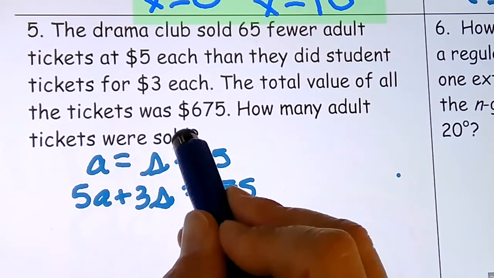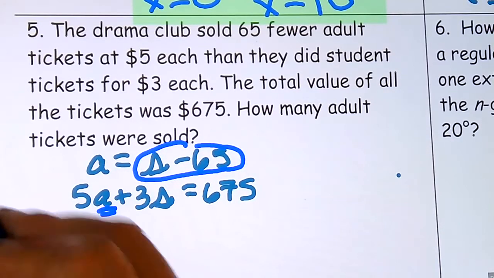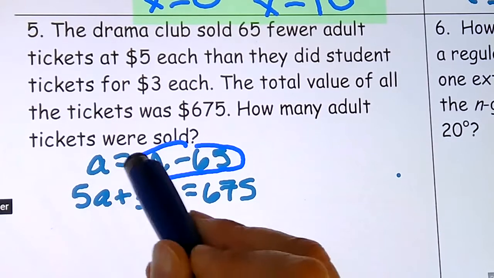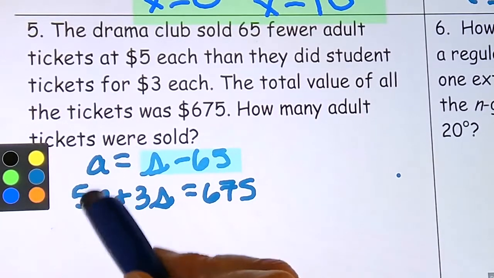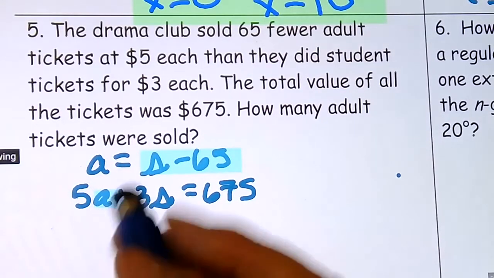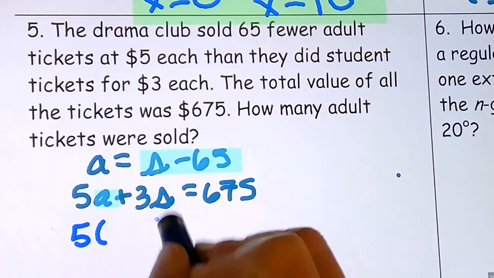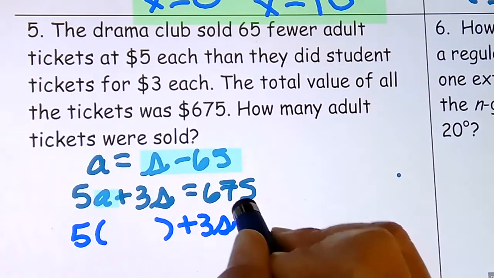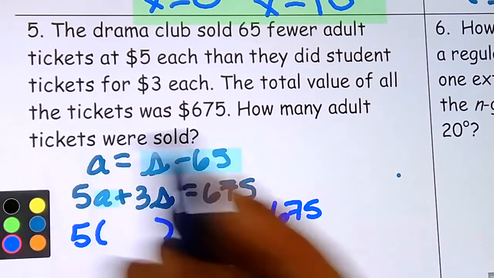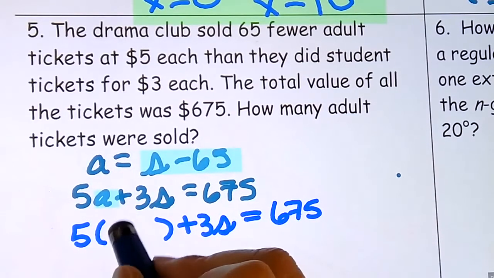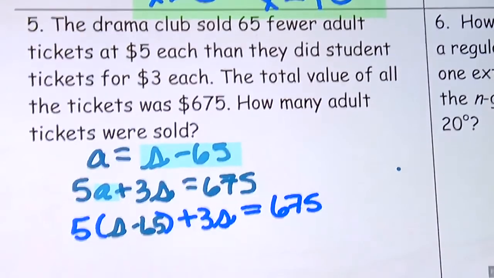Then what I'm going to do is take this and put it in place of that A. Okay, so let me do it this way. I'm going to take this and put it in place of this A using substitution. So I'm going to have 5 times my A plus 3S is equal to 675. And my A is S minus 65. Okay, and then I'm going to do that math.